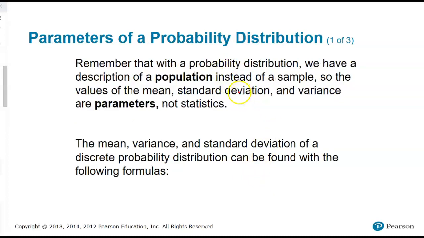Okay, one thing to mention here, we're going to be finding the mean, standard deviation, and variance. These are parameters because we're actually talking about the entire population instead of a sample. So when we talk about mean, we're going to use the symbol mu in this chapter. Variance is going to be sigma squared, and standard deviation is going to be sigma. So we'll be using these symbols instead of x bar, s squared, and s.